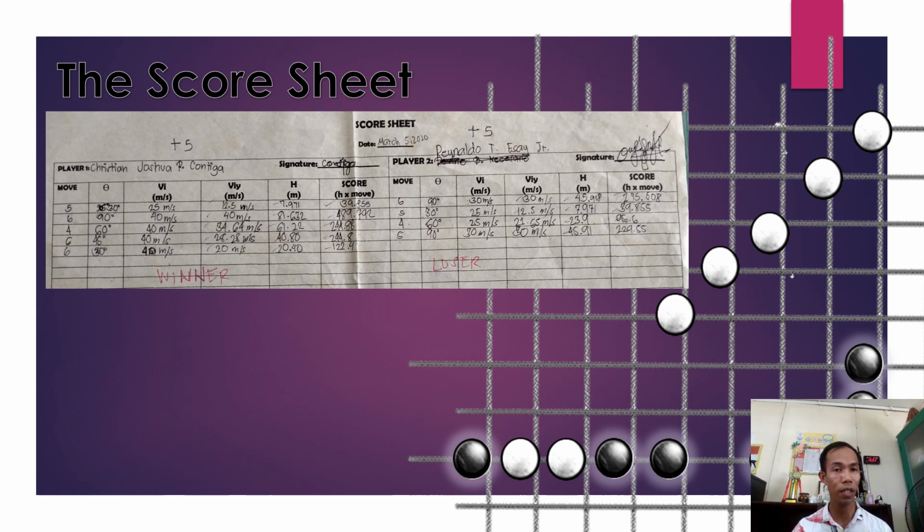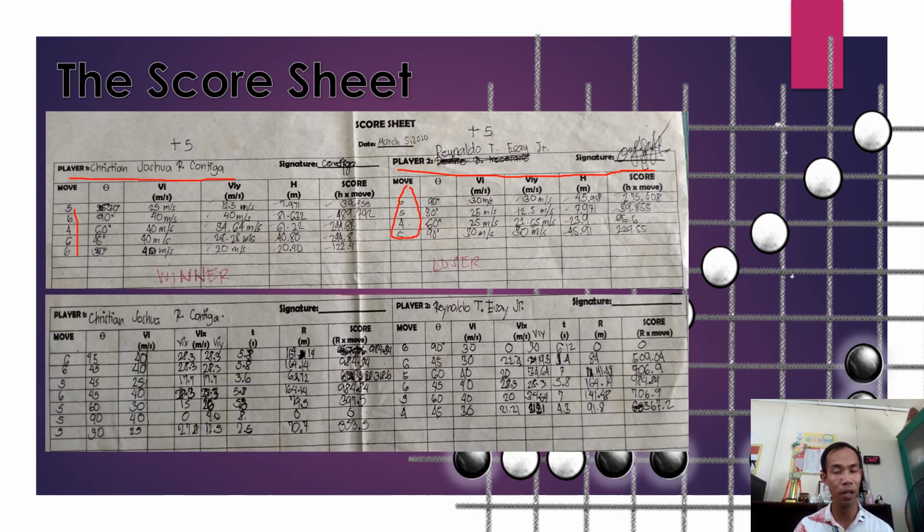You have their student 1 and student 2, player 2, and their move. These are the chips used by the students. Then the angle of release, the initial velocity in the y component, the height, and the score. And the winner for this particular score sheet used by the students during the actual game was student A or student 1.